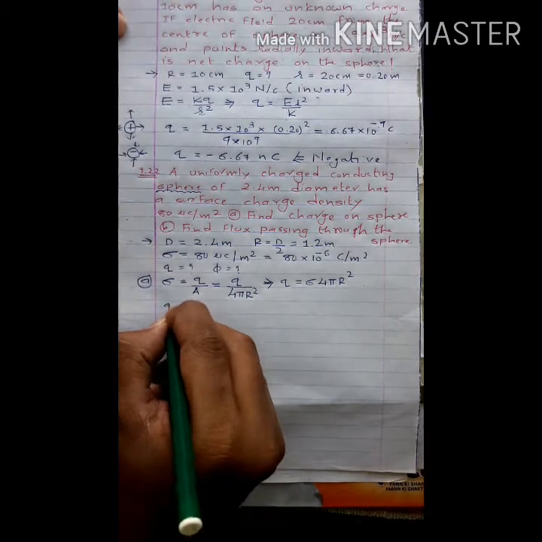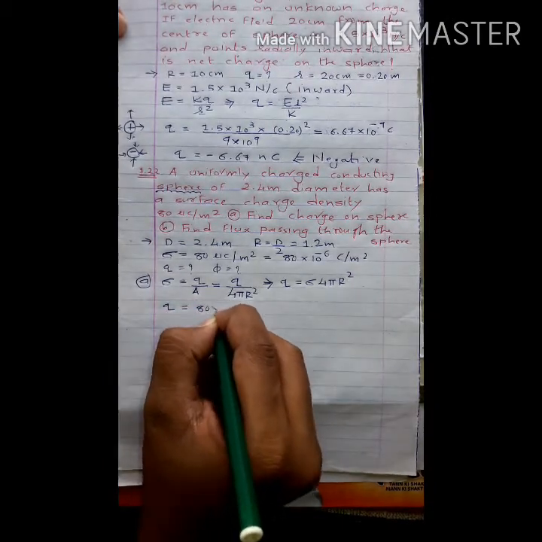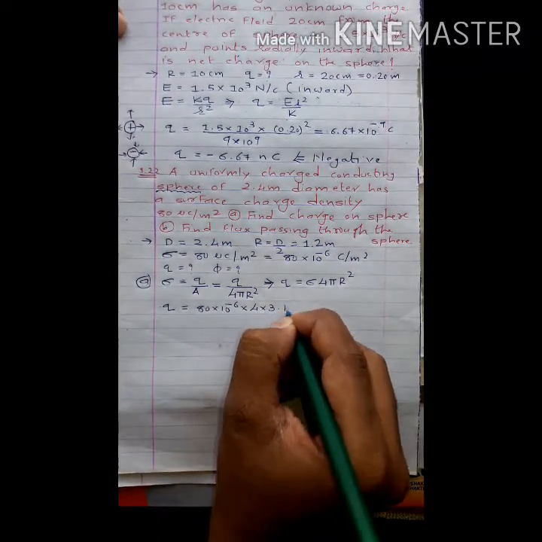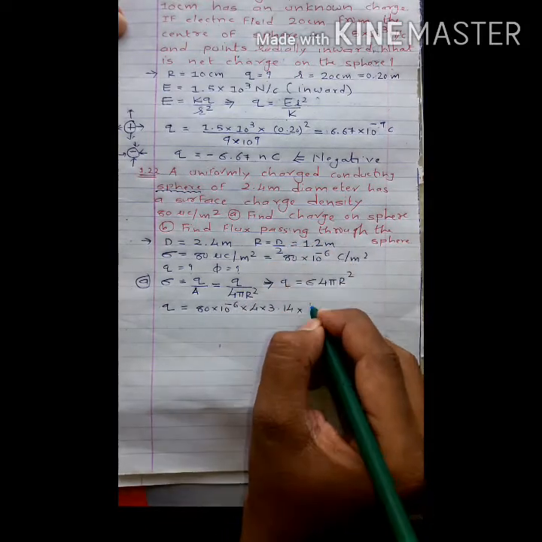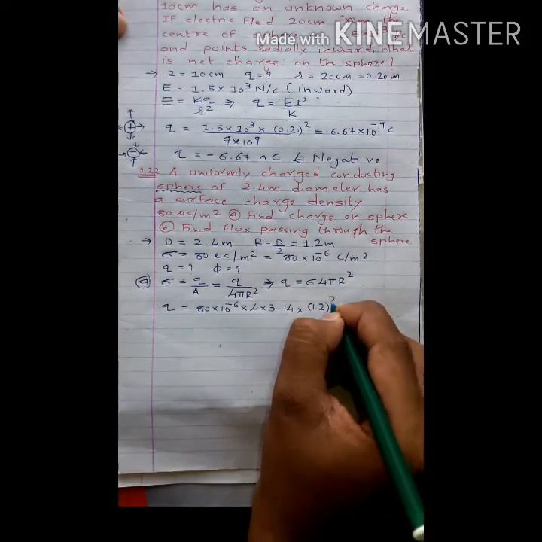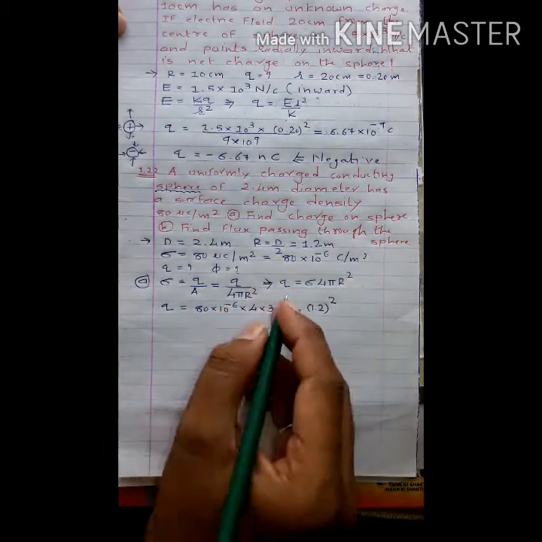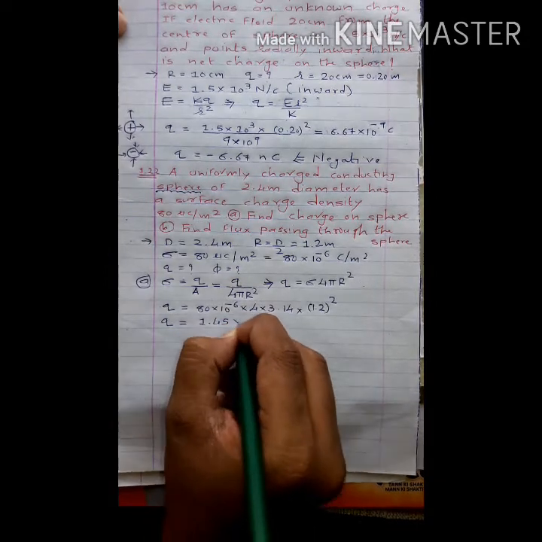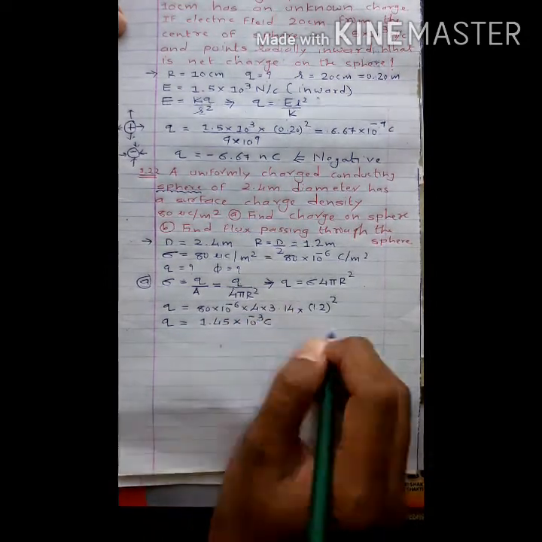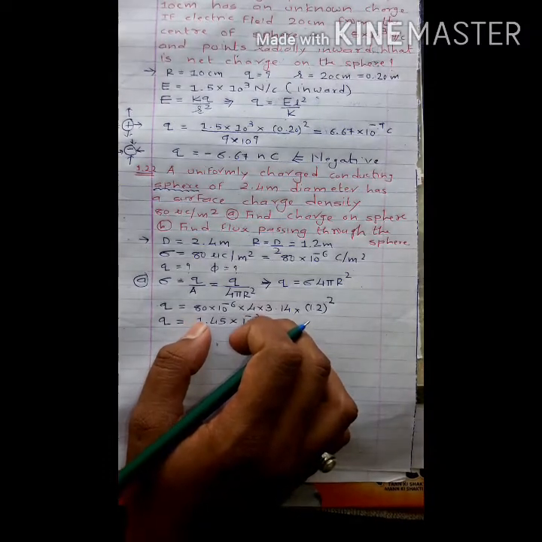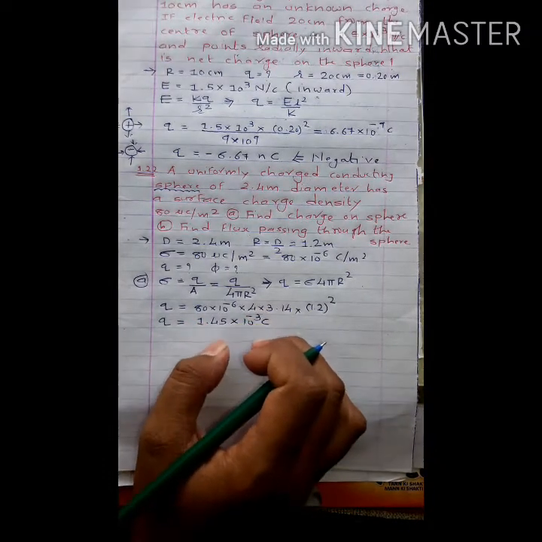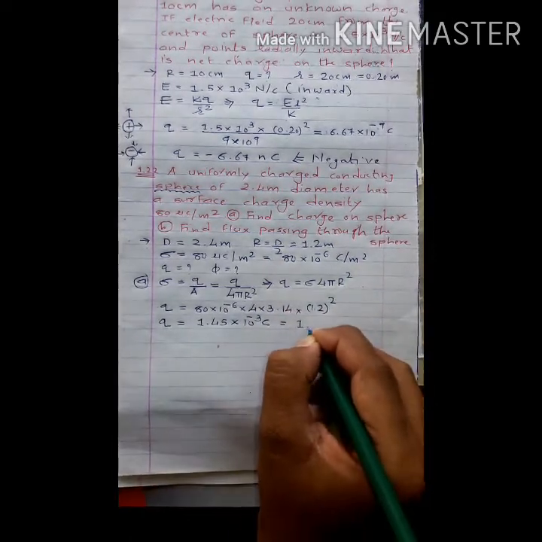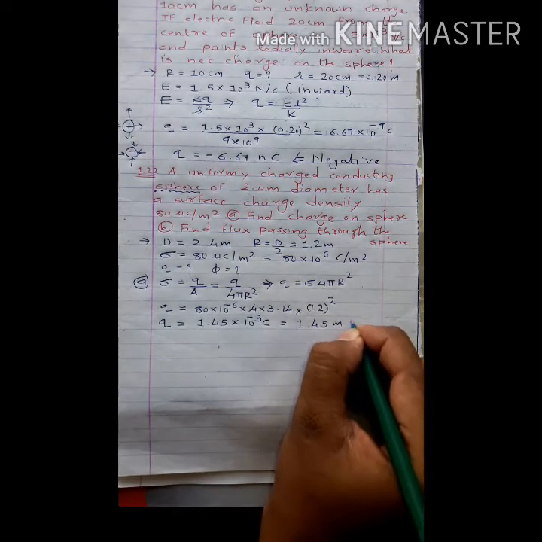Now substitute all given quantities. Sigma is given, 80 into 10 raised to minus 6, into 4 into 3.14 into the radius square, 1.2 whole square. Now find the solution of this example. Your final answer is 1.45 into 10 raised to minus 3 coulomb. So the charge on the surface of this sphere is 1.45 into 10 raised to minus 3 coulomb. We can also write this value as 1.45 millicoulomb.